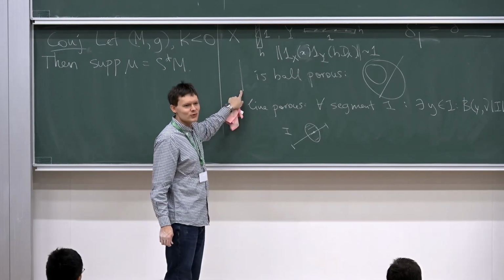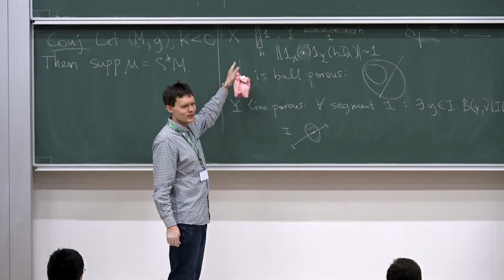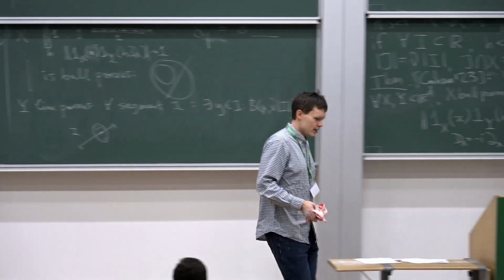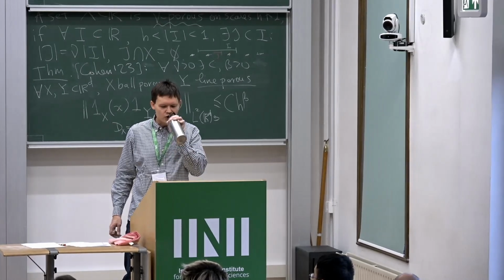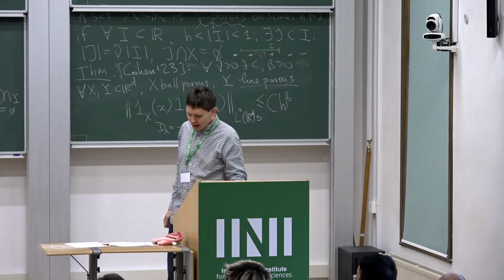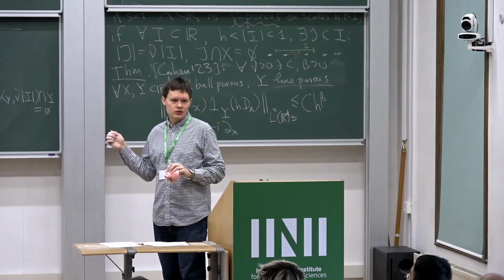Because I can take I to be the line itself, and then again, good luck finding a point on the line so that the ball doesn't intersect. Okay? So that's what Cohen did, which I thought was quite amazing as far as the fractal uncertainty principles go. And with that theorem, you're actually able to get at least some partial results towards the conjecture.